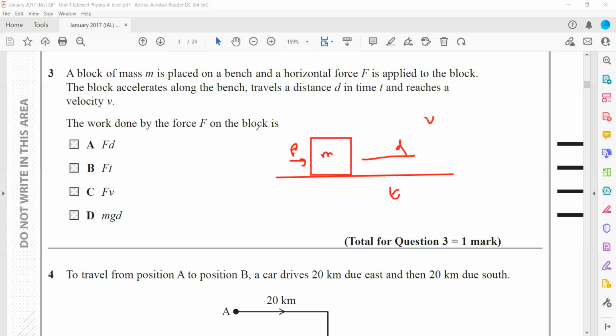How do we calculate the work done on the block? The formula for work done is force multiplied by distance. So we have the force and the distance moved. When we multiply, we'll get the work done. So option A is the right answer.